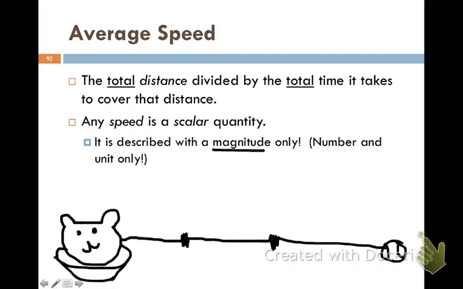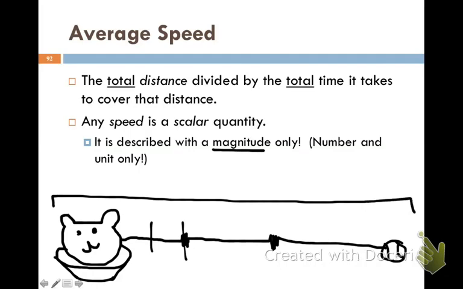Now, we don't really care about his speed at any exact moment of time, such as right here or right here. What we care about is that total distance that he went in that amount of time. So that's going to be our average speed.